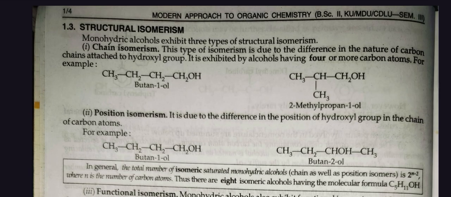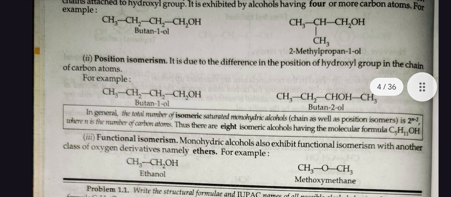Position isomers. This is due to the difference in the position of the hydroxyl group in the chain of carbon atoms. For example, butane-1-ol, butane-2-ol. In general, the total number of isomeric saturated monohydric alcohols, including chain as well as position isomers, is 2 raised to the power n-2, where n is the number of carbon atoms.